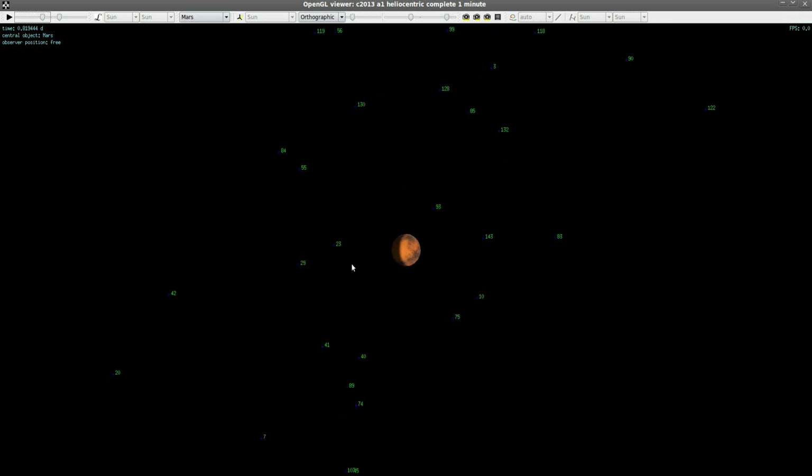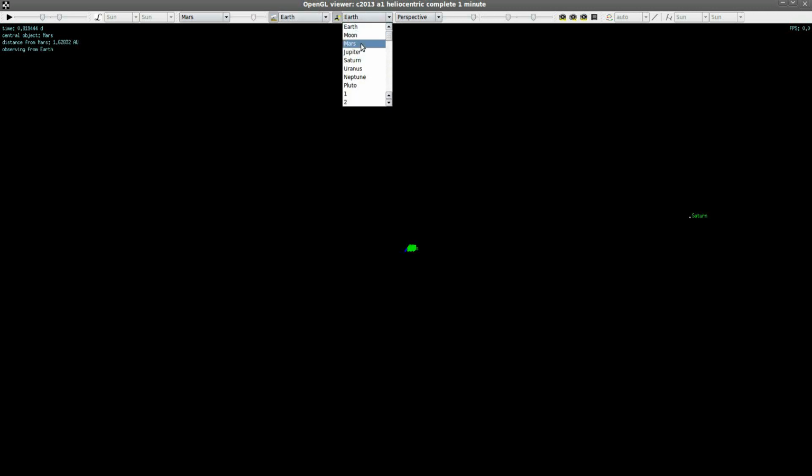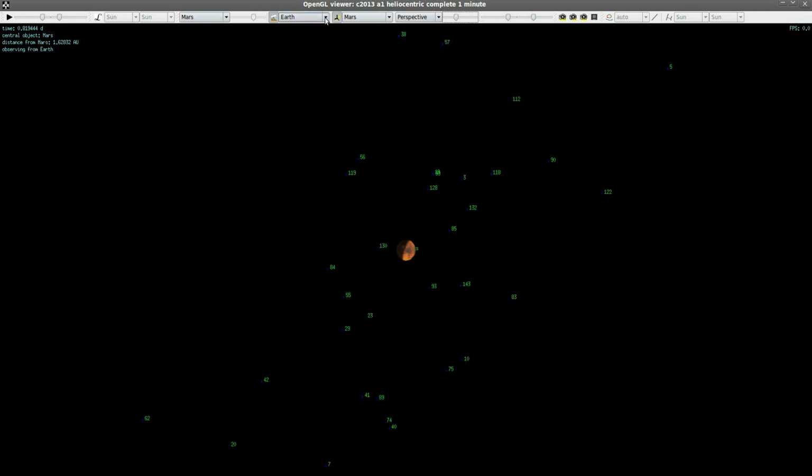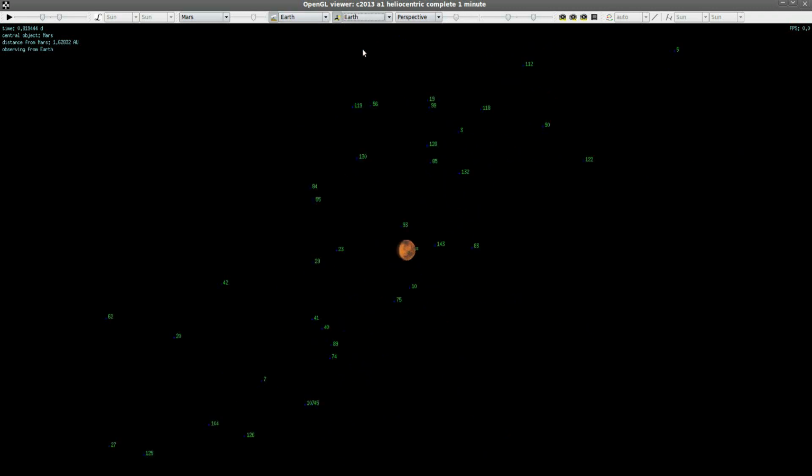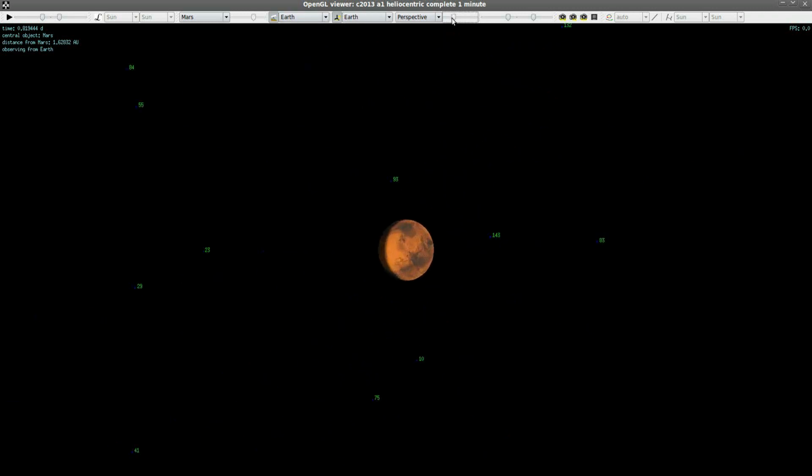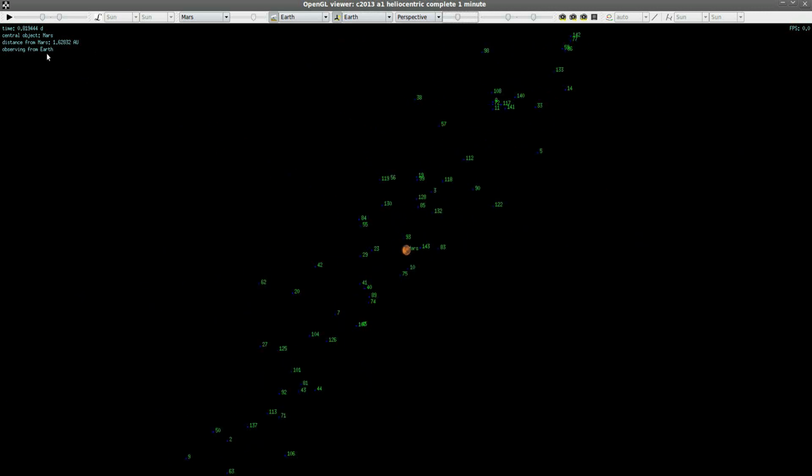Now, to show you what this looks like from Earth's perspective, I will change the mode here. Put our virtual telescope at Earth. Rotate it to be looking at Mars. Actually, I should be rotating it to Earth's rotation. There we go. Now we're looking at Mars from the perspective of Earth.